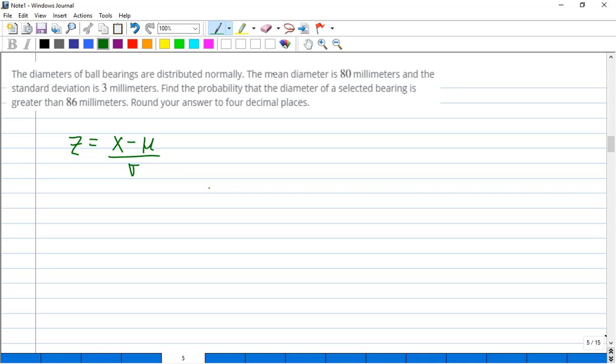So on this problem, it tells us the mean diameter, this is the population mean, is 80. It's 80 millimeters. The standard deviation is 3. We want to find the probability that a randomly selected bearing is greater than 86. Okay, so our x in our formula is going to equal 86. Another important part is that it's a greater than problem. When it's a greater than problem, once we figure out our z-score, we want the area to the right if it's a greater than problem.